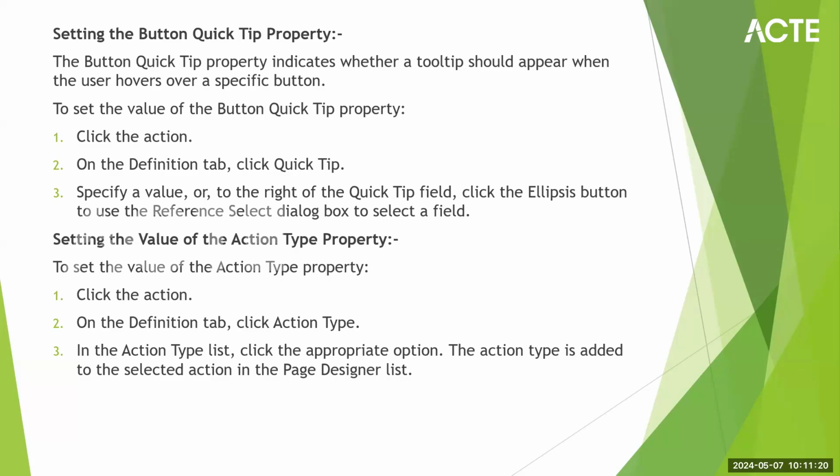Next is setting the value of the action type property. To set the value of the action type property, click on the action. Value in the sense, for example, the particular button value. It should have a pop-up or some value on click of that button, displaying some message or that kind of thing. On the definition tab, click on the action type. In the action type list, click on the appropriate option. The action type is added to the selected action in the page designer list.